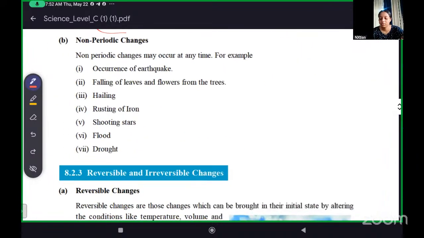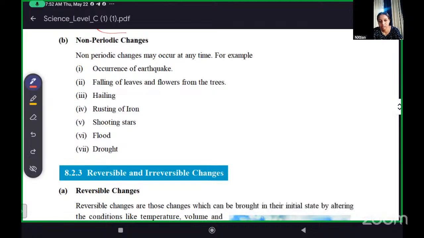Then comes non-periodic changes. Non-periodic changes can occur anytime and we cannot usually predict them. They are mostly unpredictable. Non-periodic changes can be the occurrence of an earthquake, falling of leaves and flowers from trees, hailing, rusting of iron, shooting stars, flood, drought.